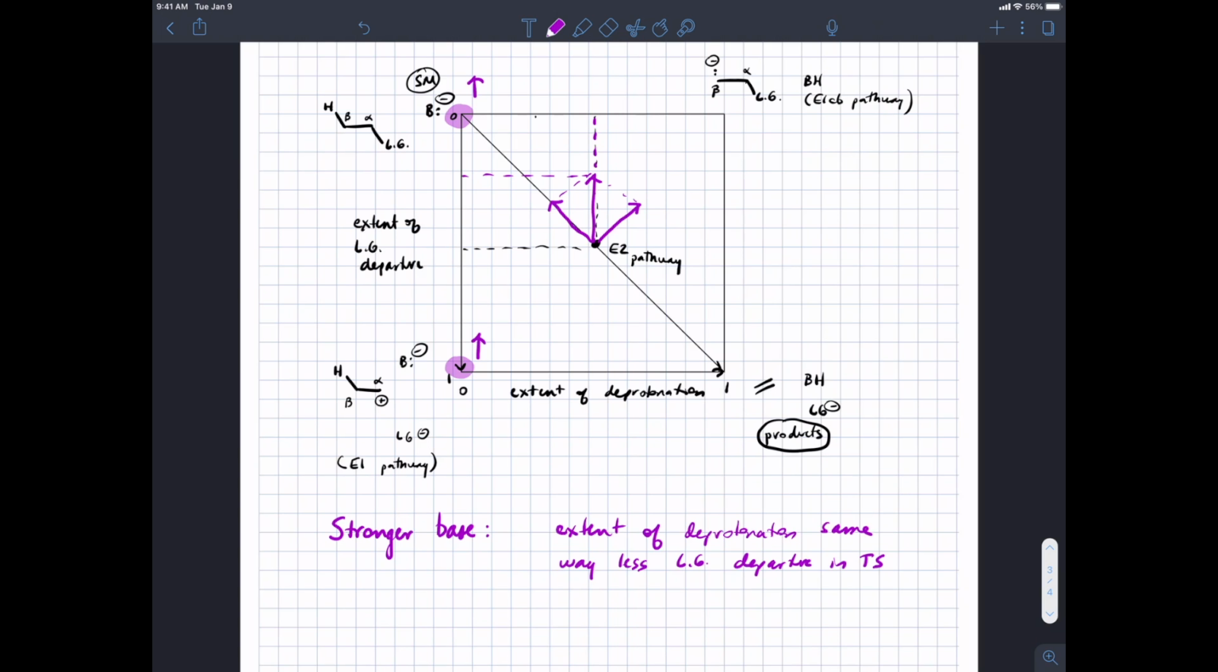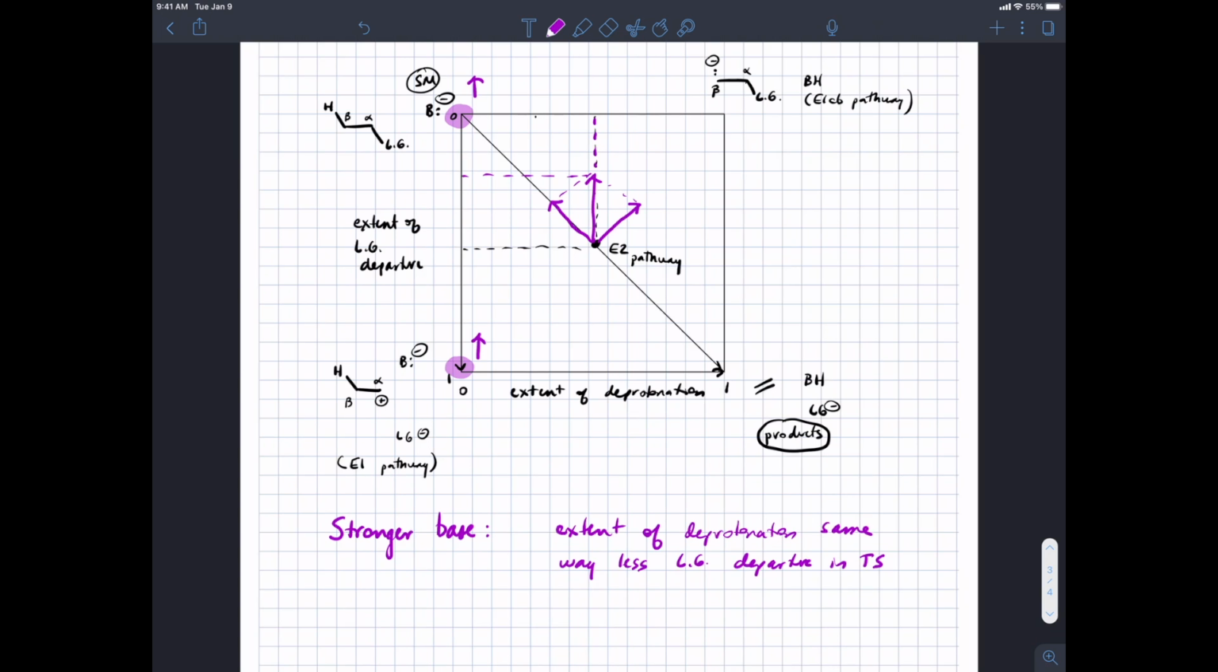Okay, and so that's why this diagram is useful, because you might have been tempted to say, well, if you make the base stronger, there should be more deprotonation in the transition state. And that sounds intuitive, but it's actually not what happens. You increase the strength of the base, extent of deprotonation in the transition state remains the same. It's just less leaving group departure.